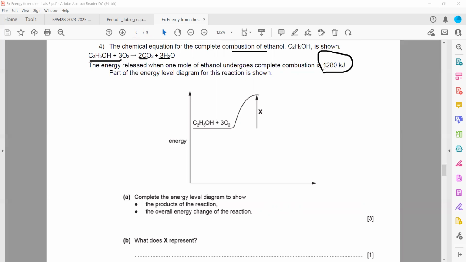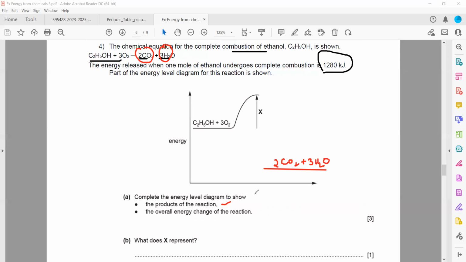Part of the energy level diagram for this reaction is shown. Complete the energy level diagram, the product of the reaction. Because it is an exothermic reaction, the product should be down. Reactant will be high, and what are the products? 2 molecules of carbon dioxide and 3 molecules of water. So we have the product.